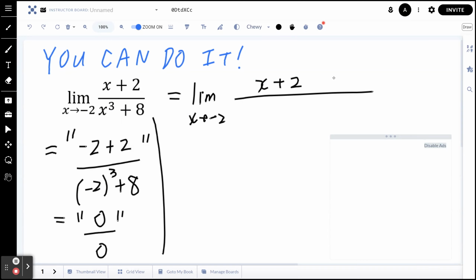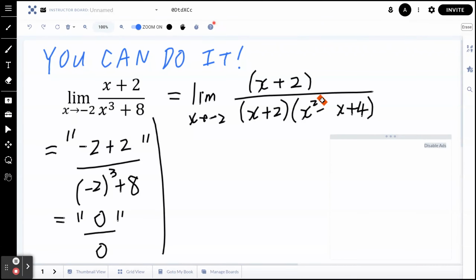If you look at the denominator, recognize x cubed plus 8 is one example of the sum of cubes. So when you factor x cubed plus 8, you can factor it as x plus 2 times x squared minus 4x plus 4. So again, let me go back. I just realized that's not correct. It's x squared minus 2x plus 4. So again, I'm squaring the first term, squaring the last term, and taking the product of the two terms.